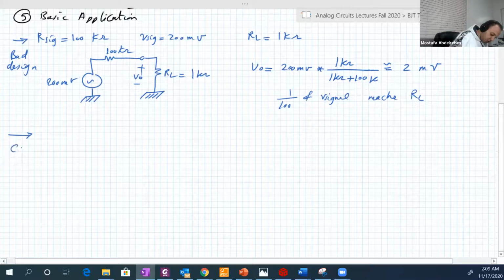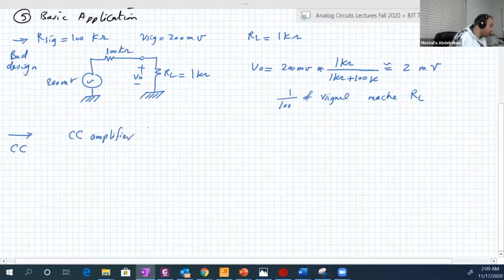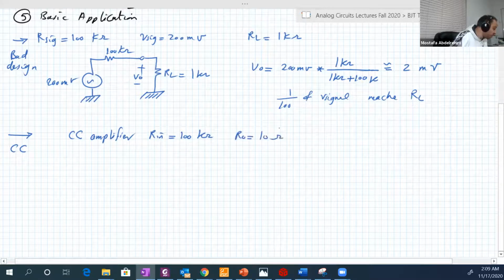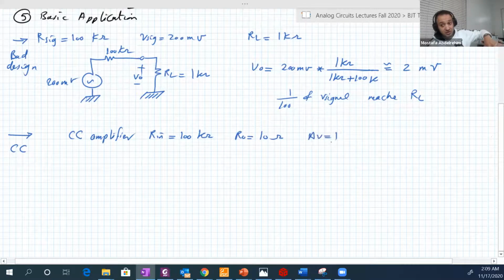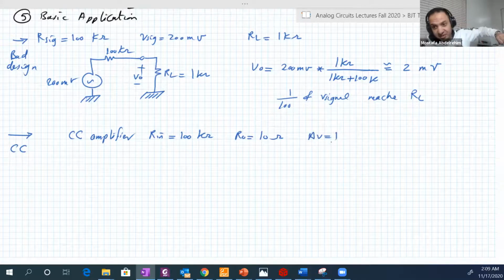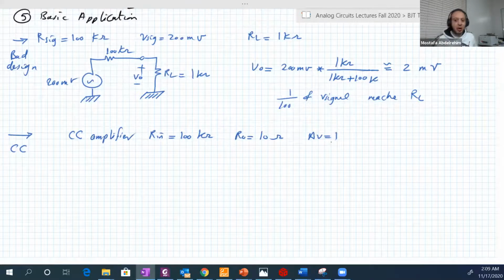Now with common collector, let's assume that we have a common collector amplifier with our input resistance equal to 100 kilo ohms, our output resistance equal to 10 ohms, very small, and the AV is equal to 1. Let's see if we use this amplifier to interface this signal source to the load, what's going to happen? What will be the output? In the beginning, the output is 2 millivolt out of 200.